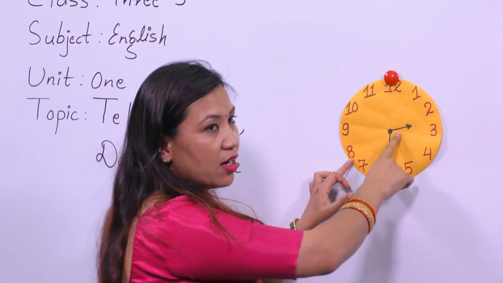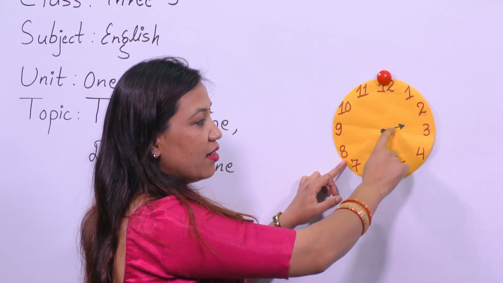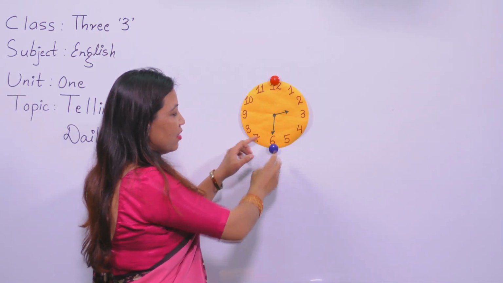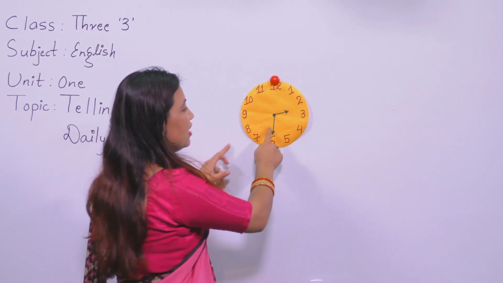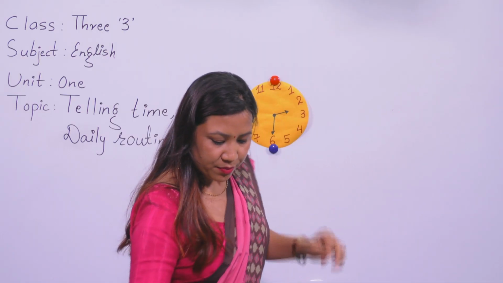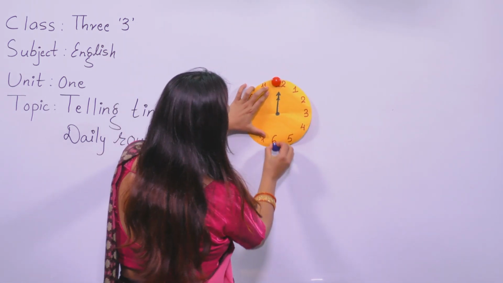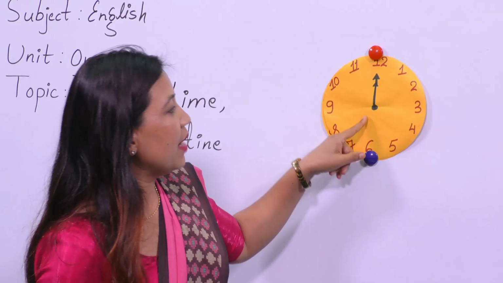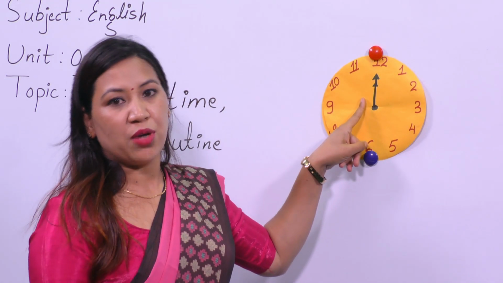So if the hour hand or the short hand is in between 2 and 3, and the long hand is at 6, the long hand is pointing at 6, so it is 2:30. Similarly, if the long hand is pointing at 12 and at the same time the short hand is also pointing at 12, it is 12 o'clock.